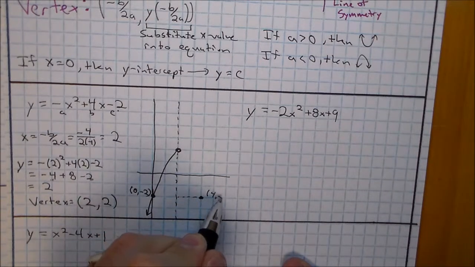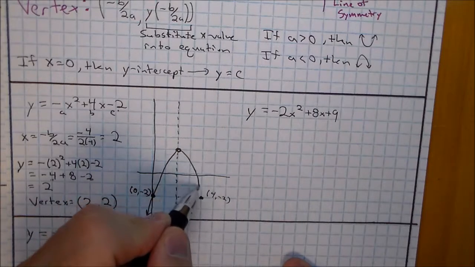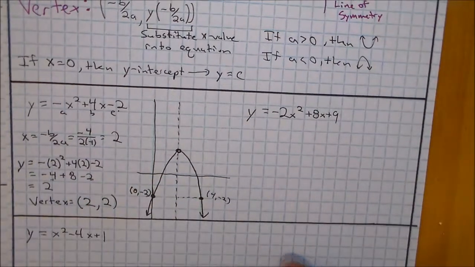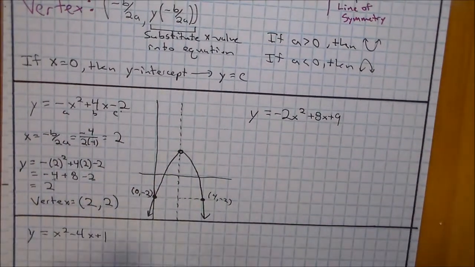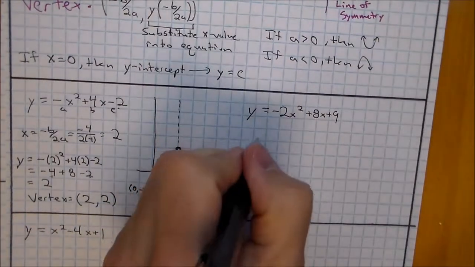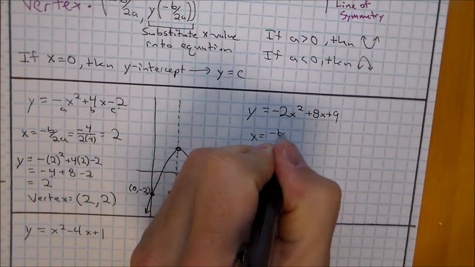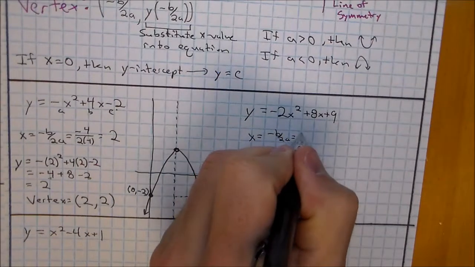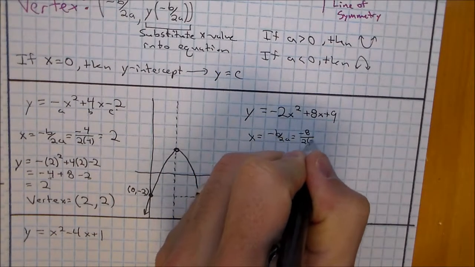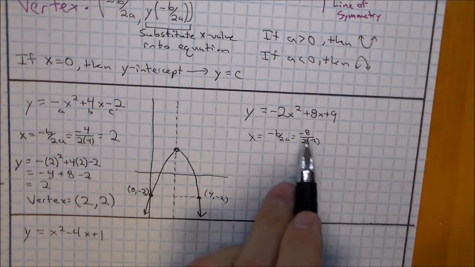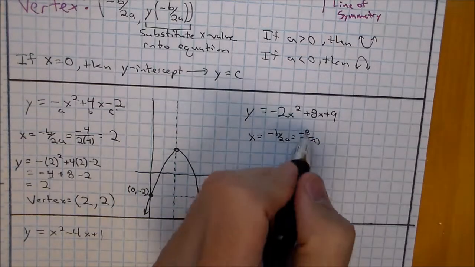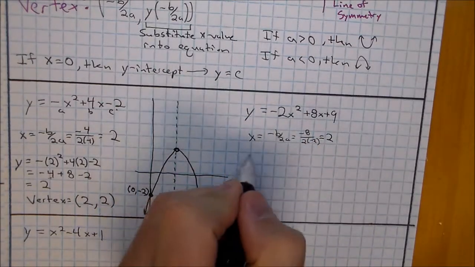At 4, negative 2 is my other point. It gives me 3 points, and I can draw my parabola. Okay, next one, we're going to go x equals negative b over 2a. So that's going to be negative 8 over 2 times negative 2. 2 negatives there, so it's going to be a positive. 8 over 4 is 2.